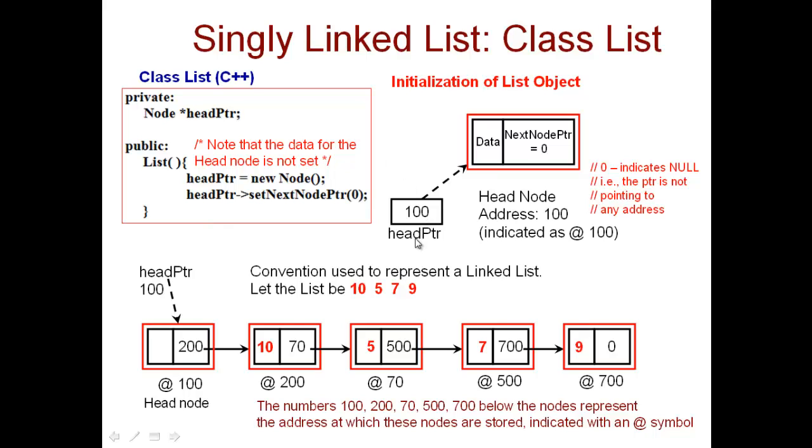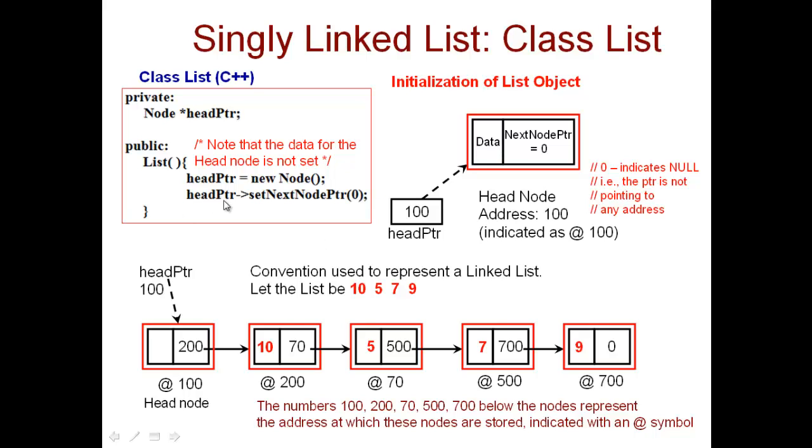So let us again assume the head node is stored at address 100. So the head pointer stores 100, the address of the head node. Using the head pointer, we can access the head node, and again we are accessing an object of type node using a pointer. So we have to use the arrow operator for calling the member functions. We saw that for the packet object example in the previous module. So you cannot use the dot operator when you access an object using a pointer to that object.